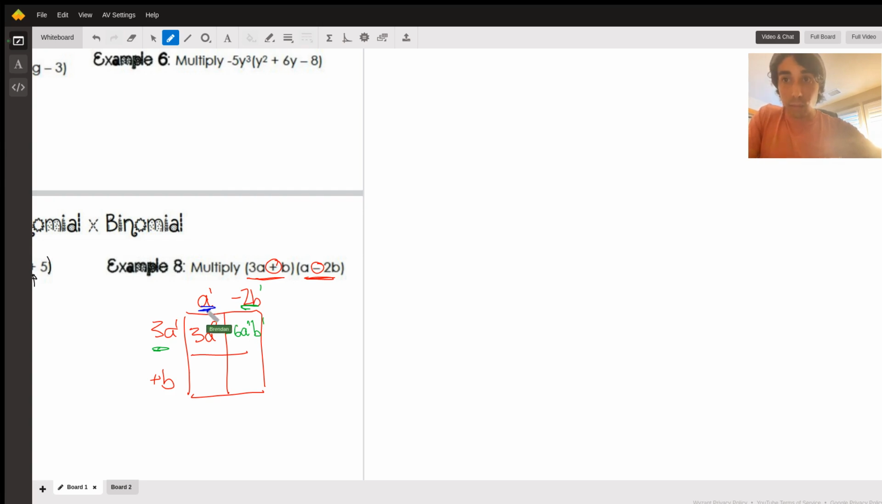In the same way, if we want to come down here, a times b is just ab. We can include the invisible power 1s, or you can leave them off. It makes no difference.